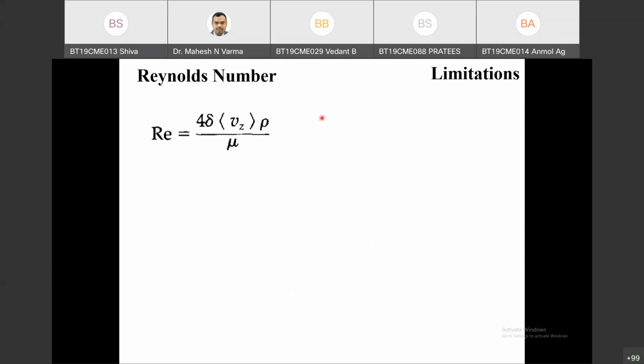So the Reynolds number is defined for this case. This is the definition of Reynolds number, where the average velocity is the characteristic velocity and 4 into delta is the characteristic dimension, the characteristic length, in d v rho by mu. So Reynolds number equals 4 into delta into average velocity into density divided by mu.